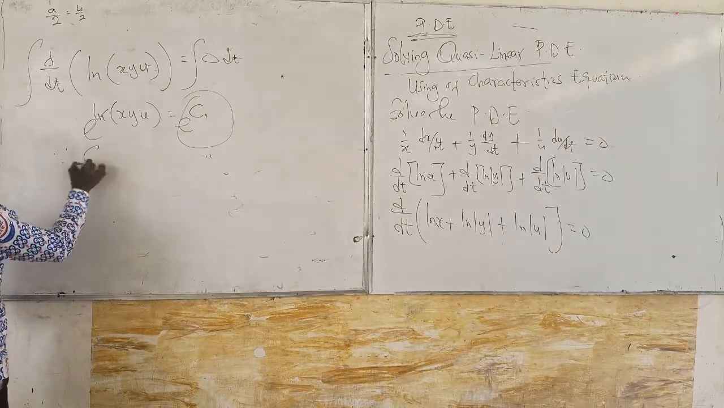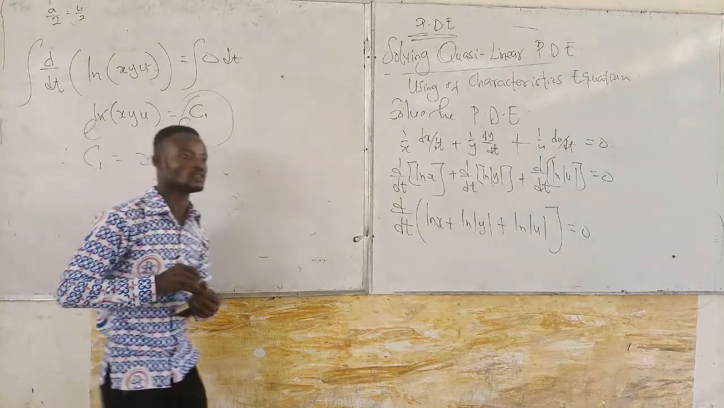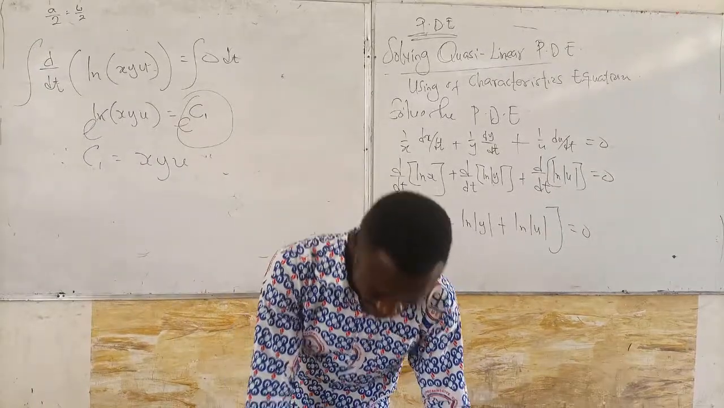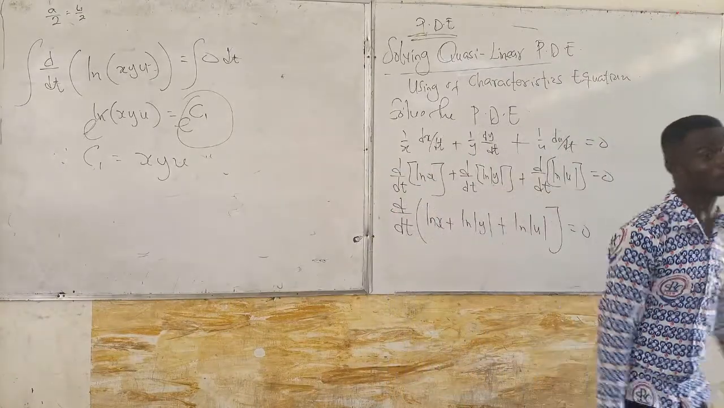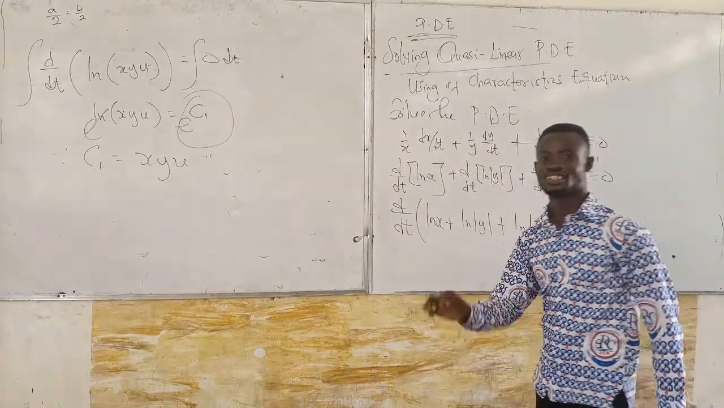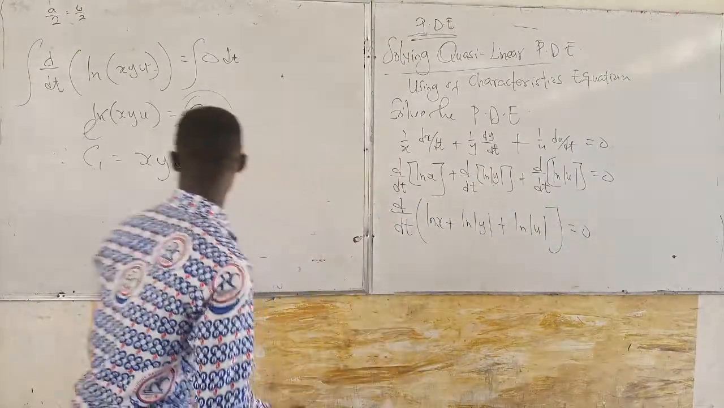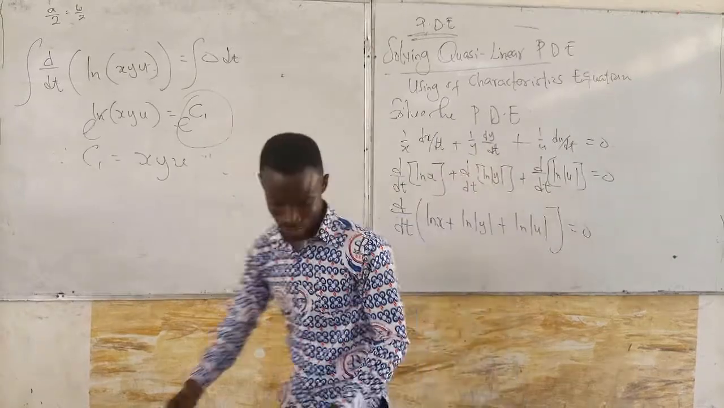So therefore, C1 will be equal to X, Y, 2. You can then name it equation 1 or whatever. Now we are going to look for C2. It's the same concept. Now we are going to look for what? C2. So, let me go and rewrite the thing again.